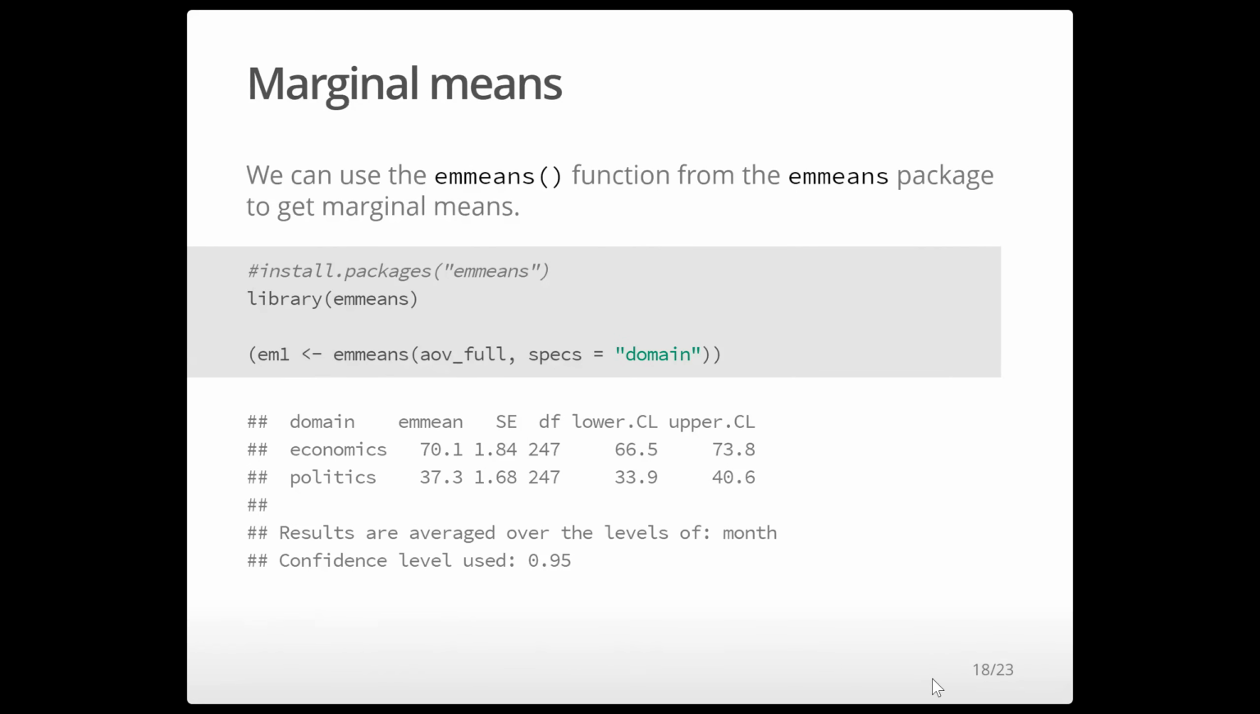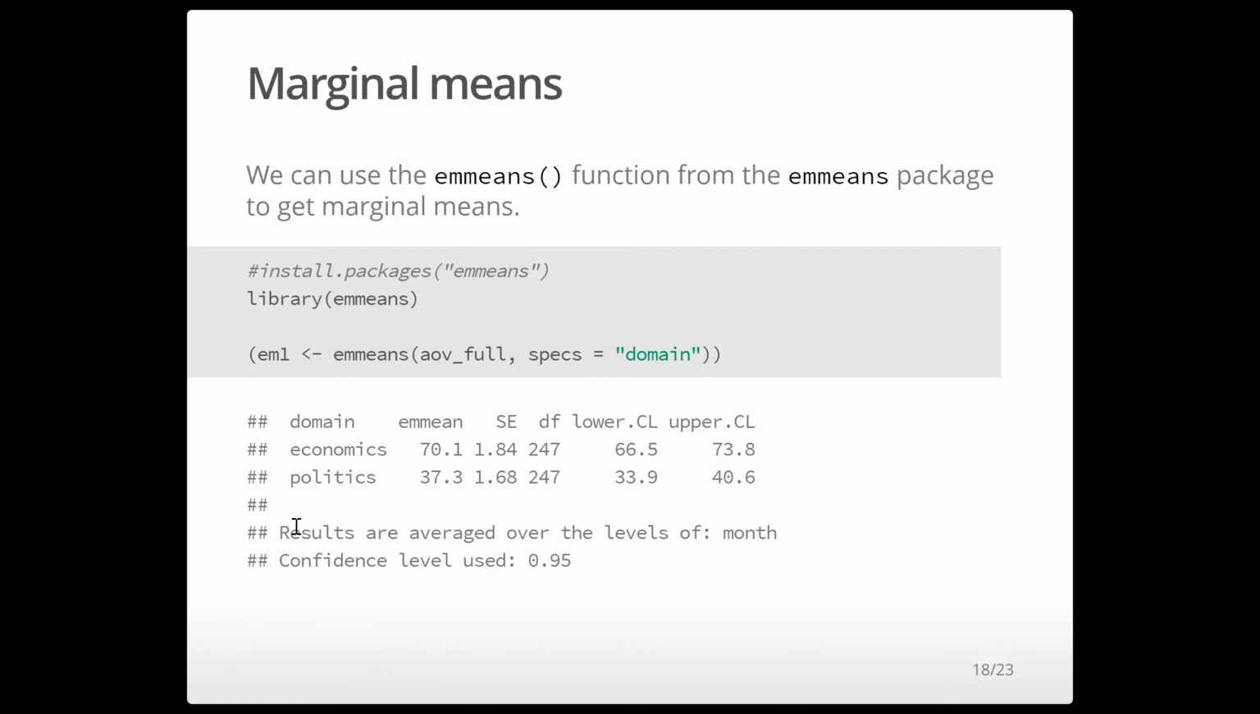We can get the estimated marginal means of our outcome variable by the factor using the emmeans function from the emmeans package. So once again, you have to install emmeans, the package, then load it up. And then it also has a function called emmeans. And so you can call that on your aov object and specify the factor that you want to marginalize by. So here we get the average value for the dependent variable for economics and for politics.